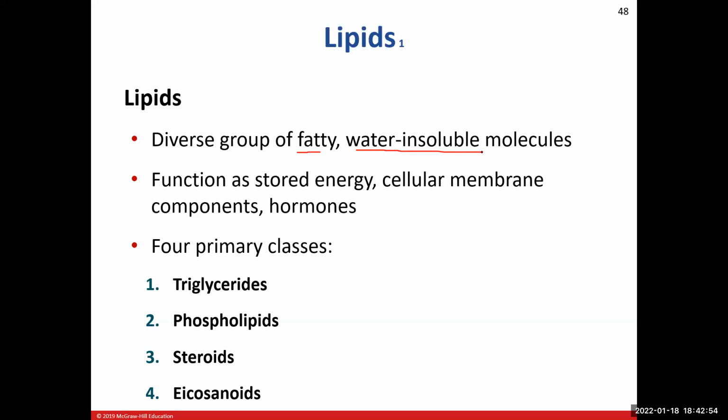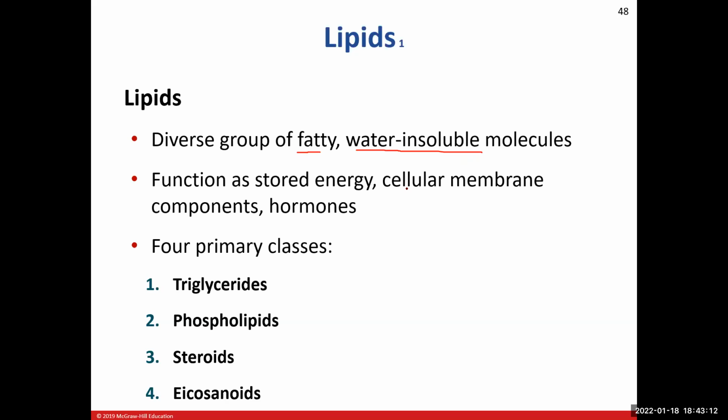Right, so keep that in mind. That's an important property to understand when we're talking about lipids. You know, oil and water just don't mix. Right, so they are water insoluble molecules. That's important. We'll come back to it when we circle back through all these structures here.